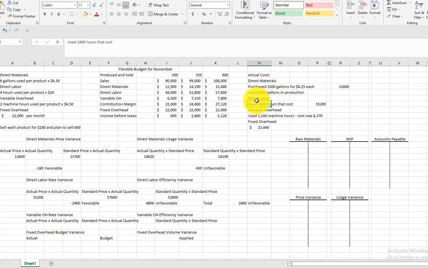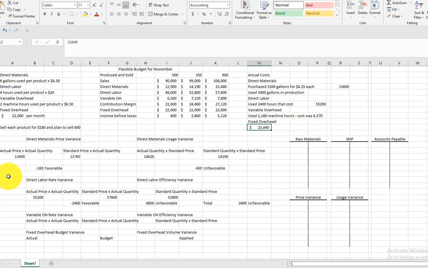Direct labor, we used 2,400 hours, I should say, and that costs $55,200, about $23 per hour is our actual cost. And then variable, we used 1,160 machine hours, and the cost was $63.70. Okay, and then our fixed overhead actually for the month was $23,640.